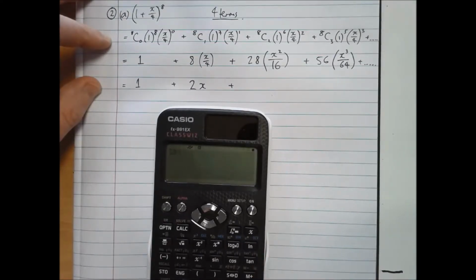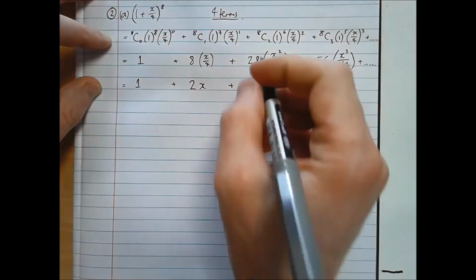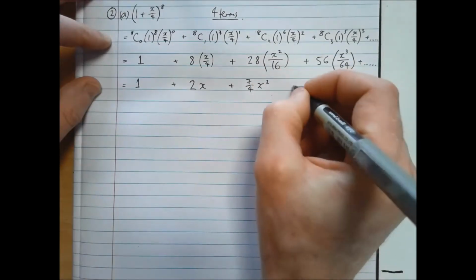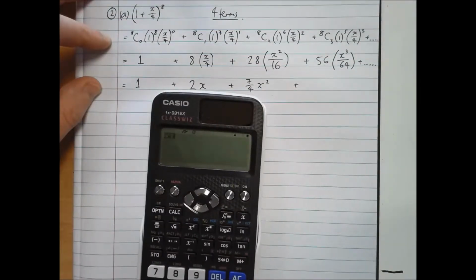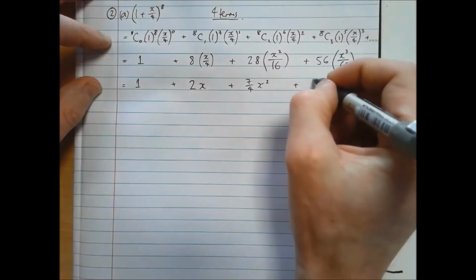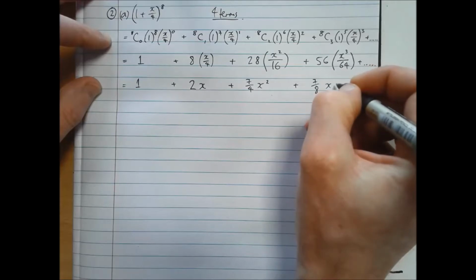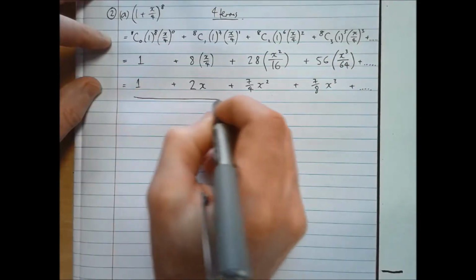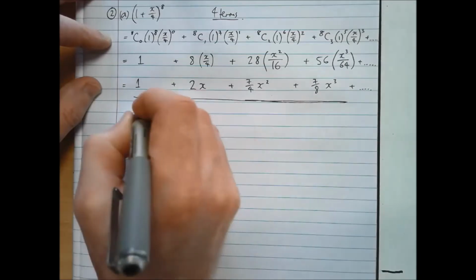And if you're not sure, again, you can quickly tap it into the calculator there. 7 over 4. And finally, similarly, 56 over 64 there, 7/8. Okay, and that is the end of part A of that question.